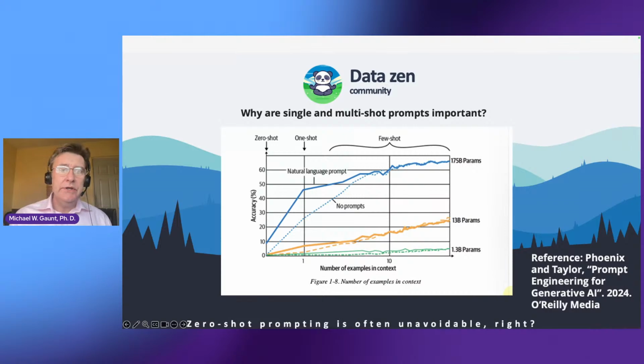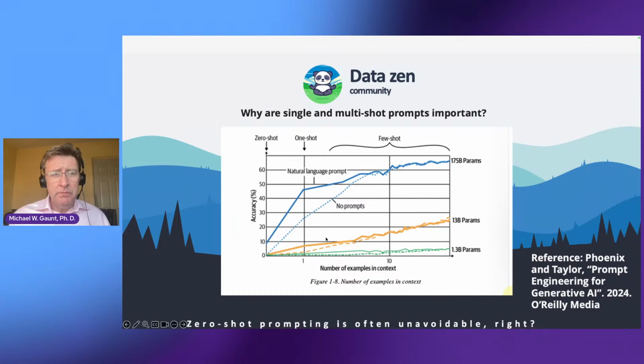Okay, so why are these important? This is a classic piece of research, in Phoenix and Taylor, Prompt Engineering for Generative AI by O'Reilly. On the x-axis is the number of examples in the prompt going into the Gen AI large language model. And on the y-axis we have the percentage accuracy. When we have no examples, a zero-shot prompt, in this particular large language model with 17 billion parameters, equivalent to ChatGPT 3.5, the accuracy of the answer is very low.